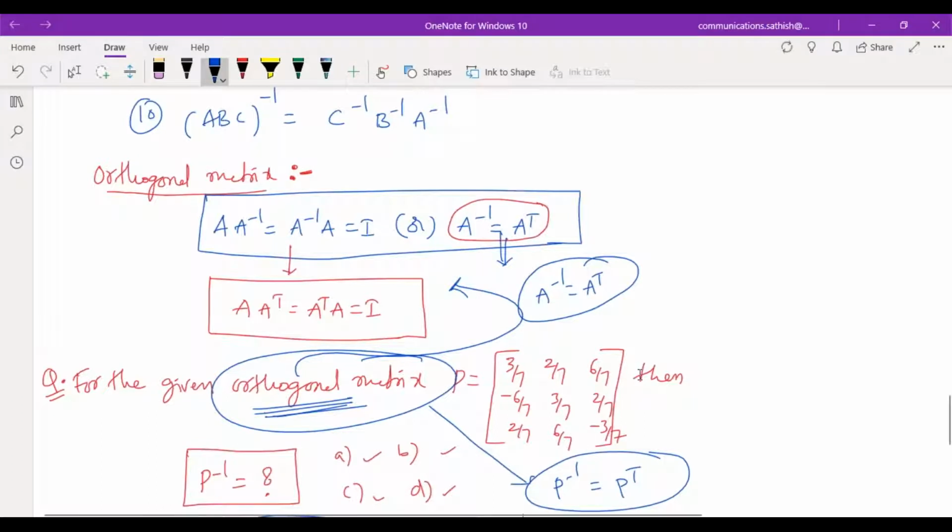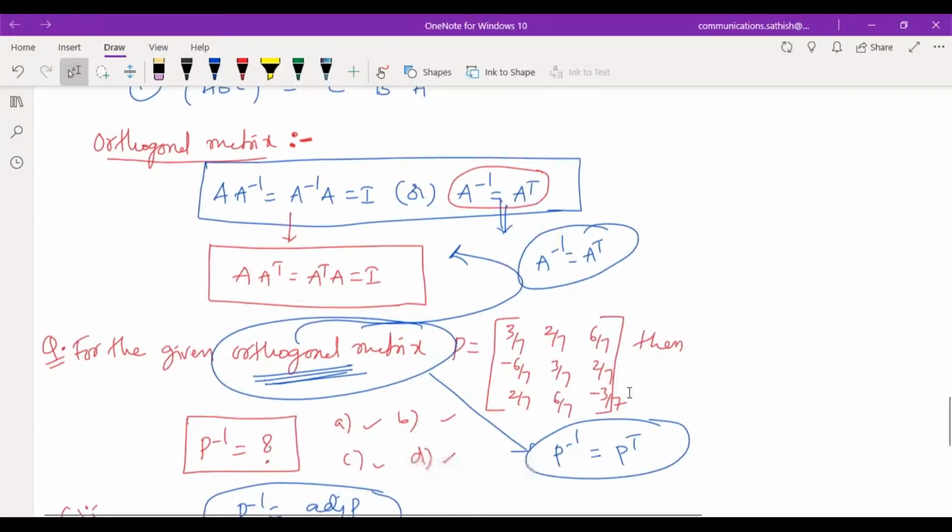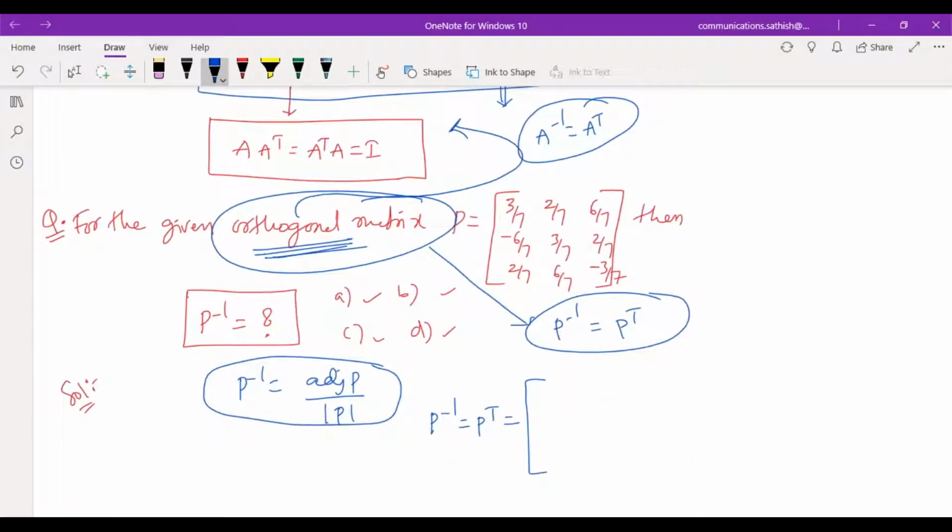Now can you tell me quickly what the answer is? P inverse is nothing but P transpose, which is directly 3/7, minus 6/7, 2/7, 2/7, 3/7, 6/7, 6/7, 2/7, minus 3/7. Am I correct or wrong? This is your answer directly.